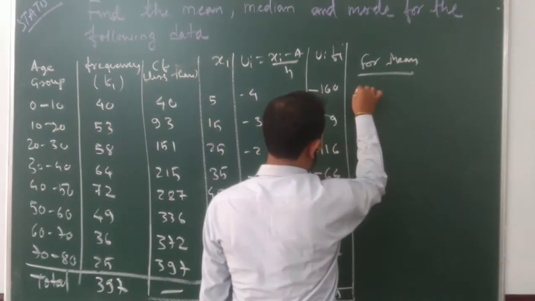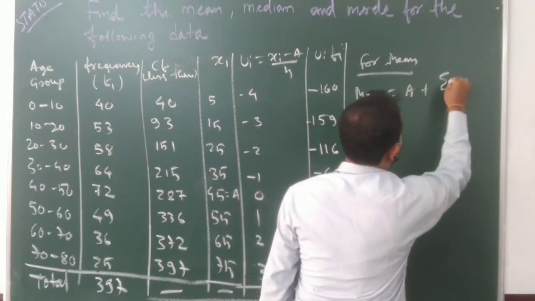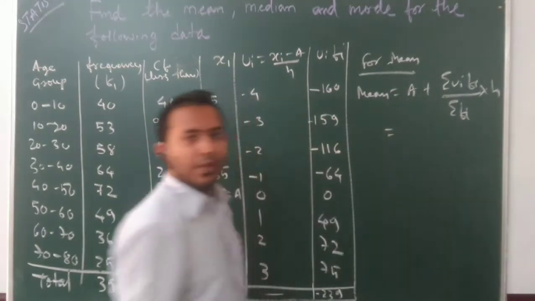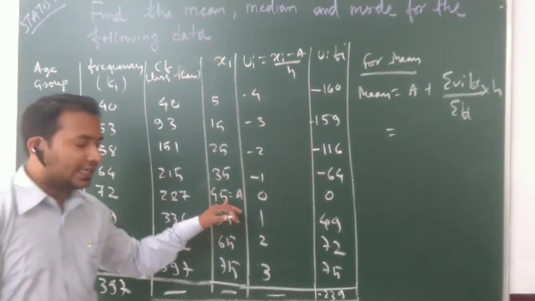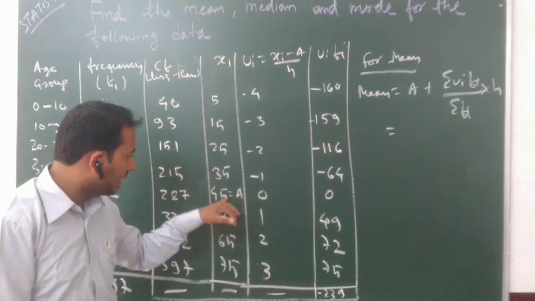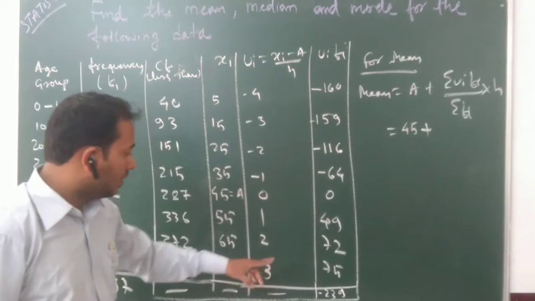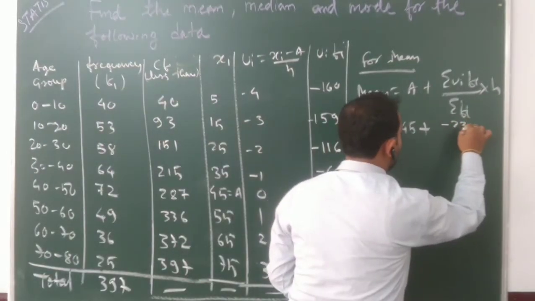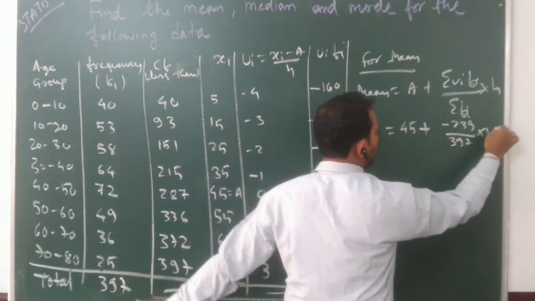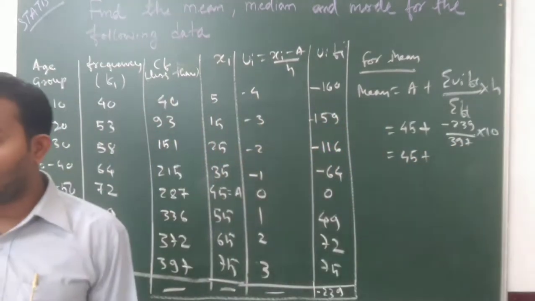What we have, that is mean equals what? A plus summation ui fi by summation fi, into h. Substitute the value. A is what you have assumed, that is 45. You may take 35 also, no problem in that case, but we have taken the bigger one. So here A is 45, right? 45 plus -239 by the total, which is 397, into 100.